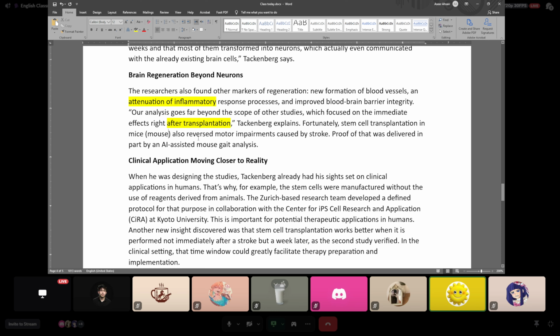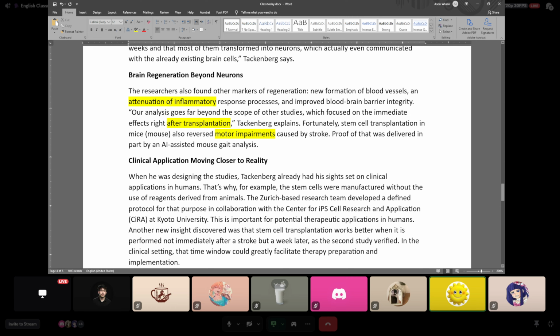Also, reverse motor impairments caused by stroke. Proof of that was delivered in part by AI assisted mouse analysis. Oh, okay. I thought that's an Arabic name. That's AI assisted mouse gait analysis. Okay, well, that's kind of complicated. I did not really understand all the things, but okay. Thank you so much for reading.